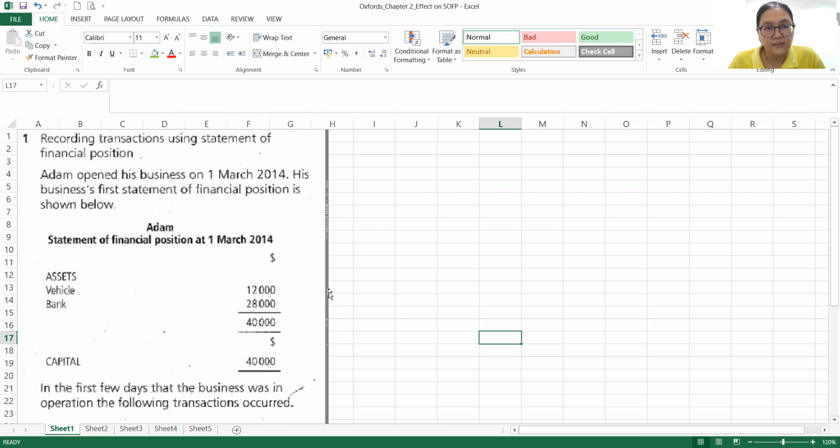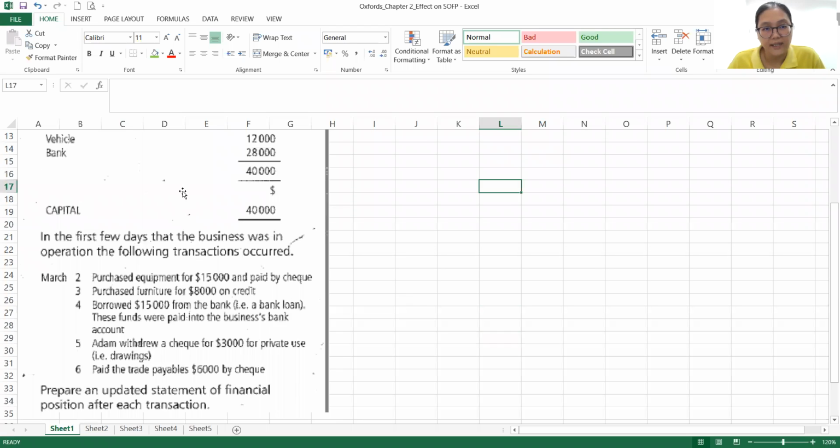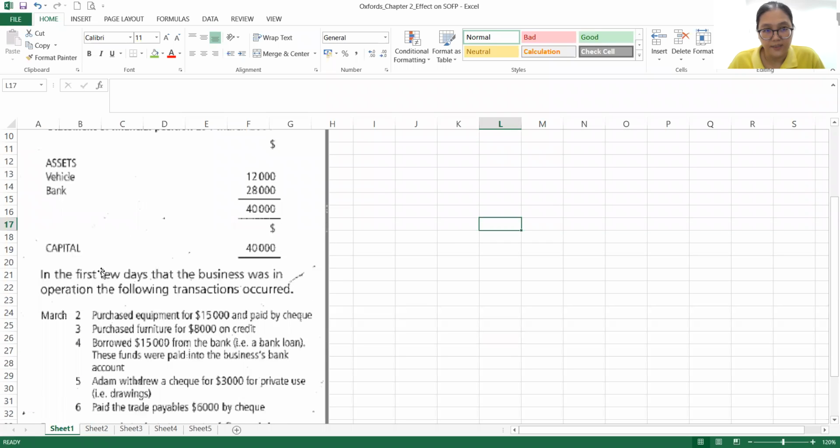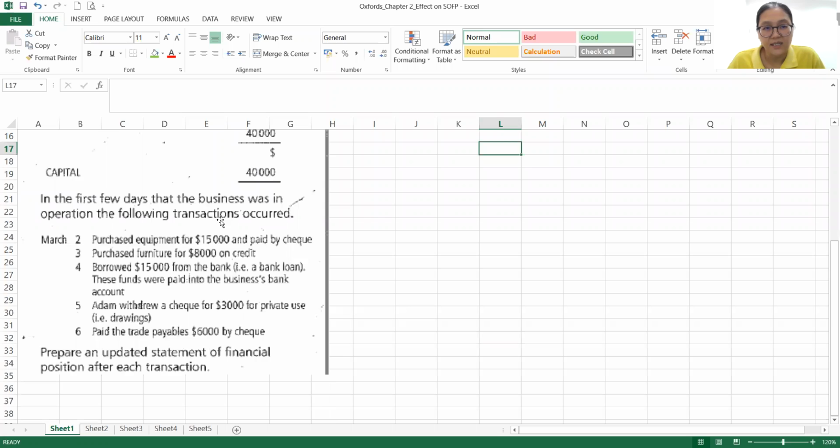This number one question, they're talking about recording transaction using statement of financial position. Adam opened his business on 1st March 2014. His business first statement of financial position is shown below. Adam had this asset and capital. On the first few days that the business was in operation, the following transactions occurred. Purchased equipment for 15,000 and paid by check. From the transactions in here, they ask us to prepare an updated statement of financial position after each transaction.